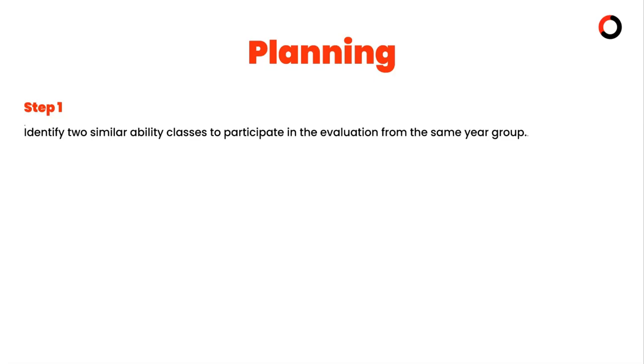Step 1. Identify two similar ability classes to participate in the evaluation from the same year group. So this could be, for example, two middle ability Year 8 classes.